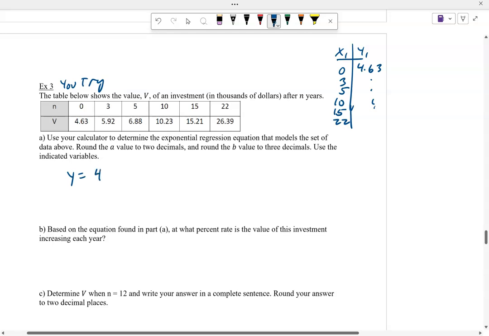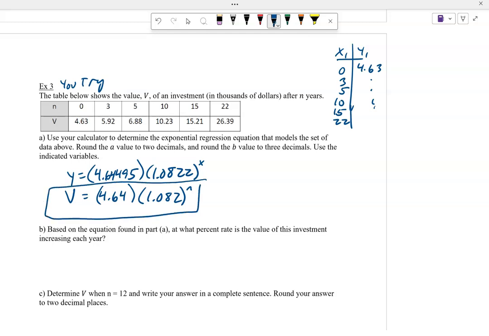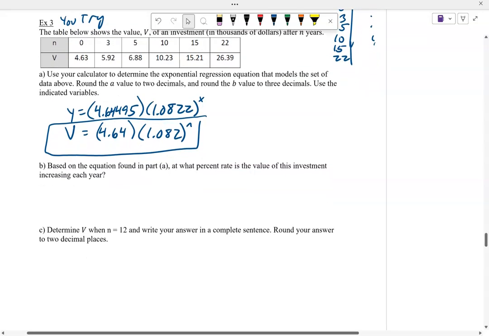Our a was 4.64495 times b, which was 1.08221 to the x power. So this is the value of our investment. We'll round it to hundreds there. We'll round this to thousands after n amount of years. Okay, so 1.082 to the n. Based on the equation, at what percent rate is this increasing?